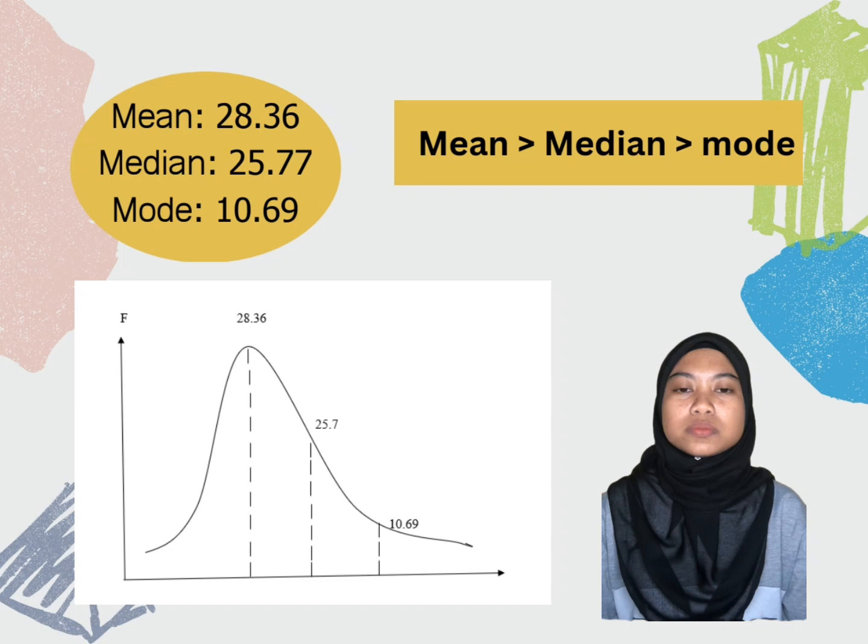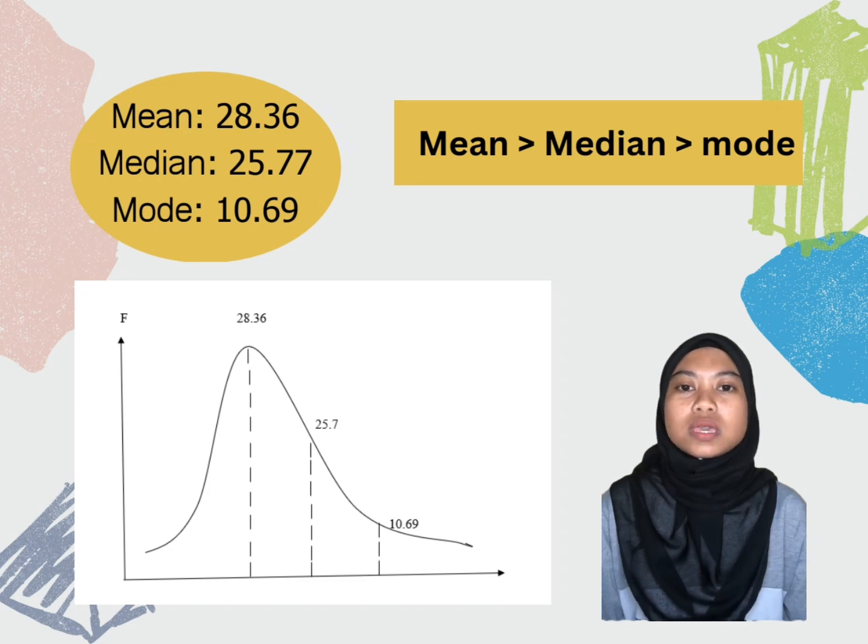In this part, we use the measures of central tendency, which consist of the mean, median and mode that we have already counted. As we can see in the graphic on the slide, the mean is bigger than the median, followed by the median which is bigger than the mode. We can construct the shape of the data distribution, which is skewed to the right.